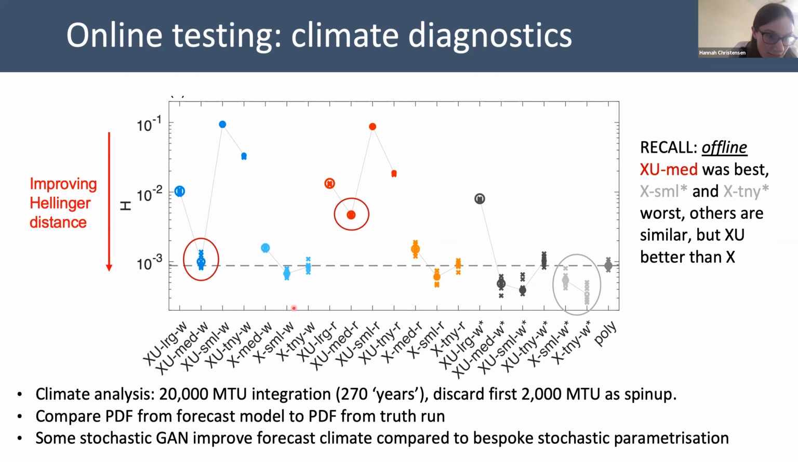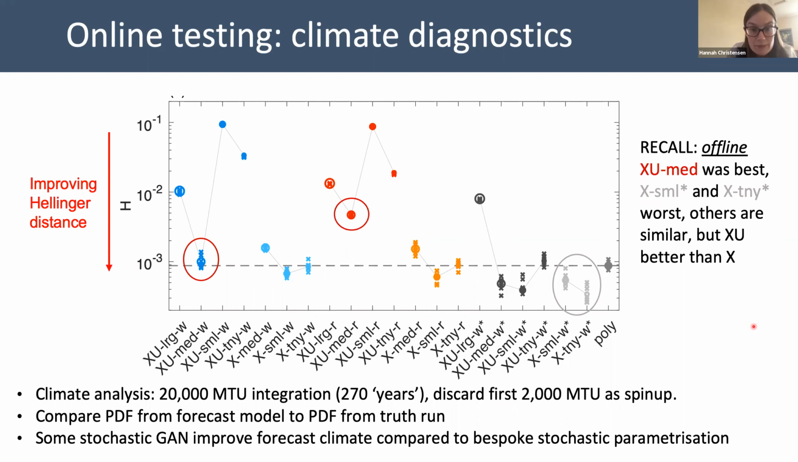What else can we see? Another thing to note is that, if we recall, offline the best performing model was XU medium. That's the one I've circled here in red. And the worst performing models were X small star and X tiny star, which I've circled in grey. And what we can see is that it's completely different when we move to online testing. These two models, which did perform very poorly, are among our best models now on these climate timescales.